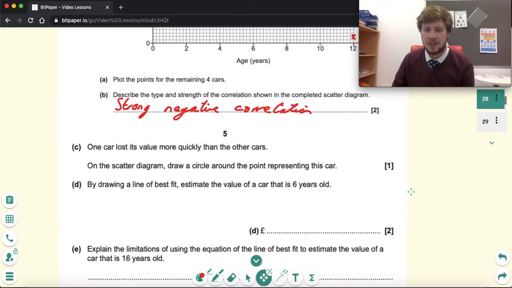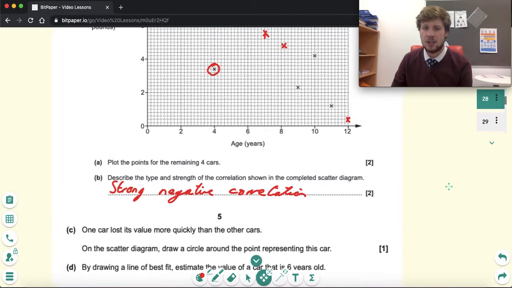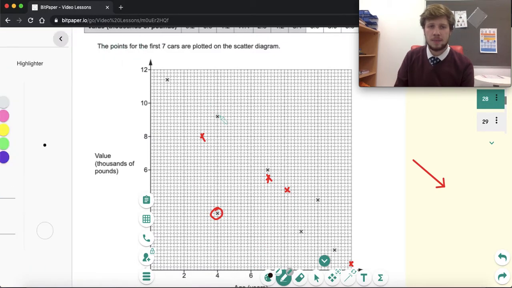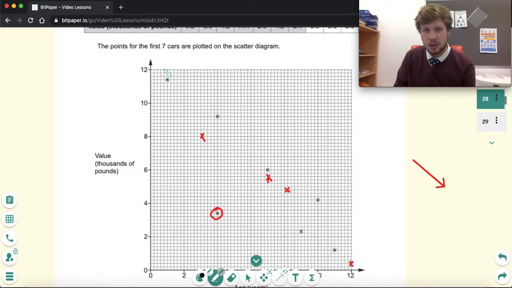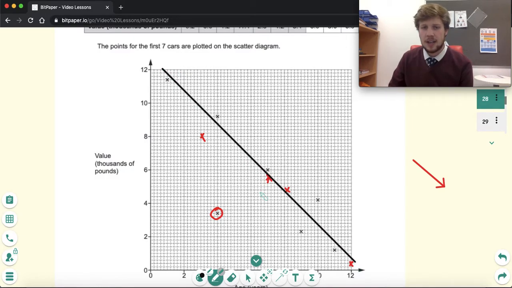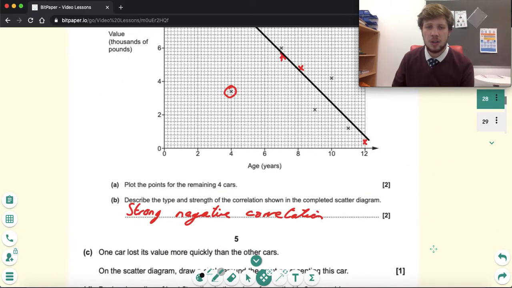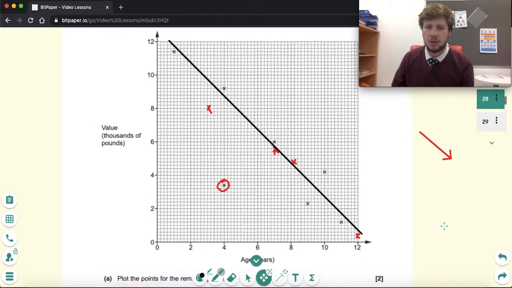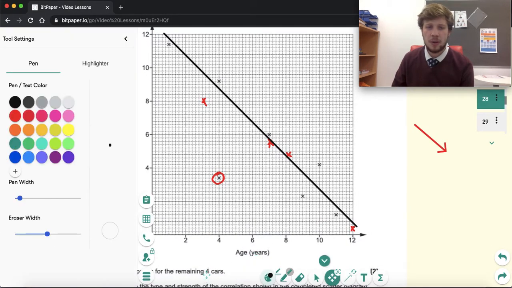By drawing a line of best fit, estimate the value of a car that is 6 years old. Well, I'm going to do 2 things here then. I'm going to draw my line of best fit. I'm going to draw it in black. And I want to go roughly through these points. So like that. And then if I want to find the estimate for the value of a car that is 6 years old, I'm going to have to go up from 6 years old.